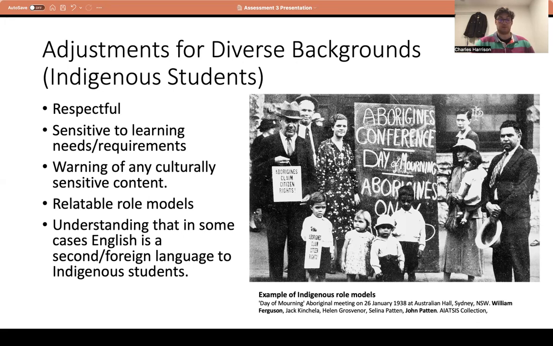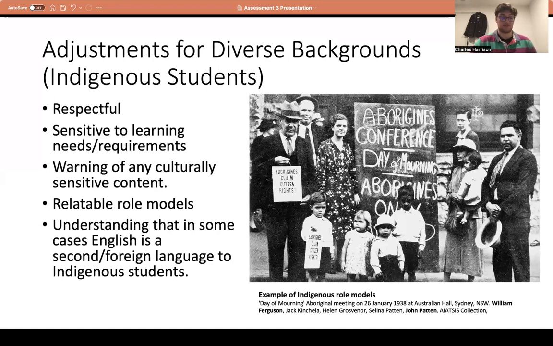Often in history, white European historical figures are celebrated. This can make Indigenous students feel isolated as they do not relate to these people. By providing them with role models from their own history, it promotes inclusiveness in the classroom.